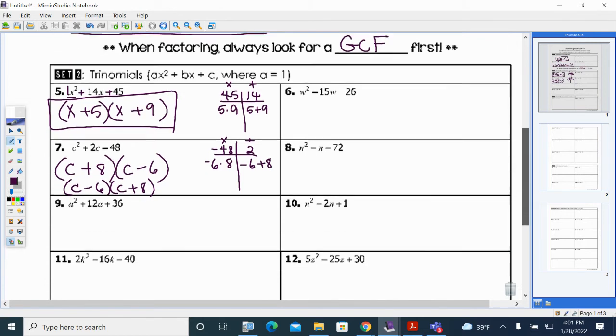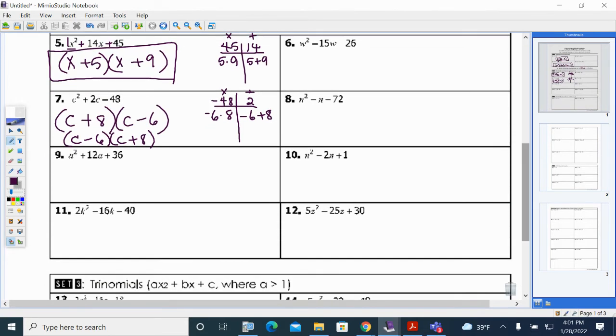Looking at example number 9, a squared plus 12a plus 36. Again, the leading coefficient is a 1, and there is no greatest common factor in those three terms. So I'm going to look for two numbers that multiply to give me 36, that add to give me 12. And that one's going to be 6 times 6. 6 times 6 is 36. 6 plus 6 is 12. So this is going to factor into a plus 6 and a plus 6.